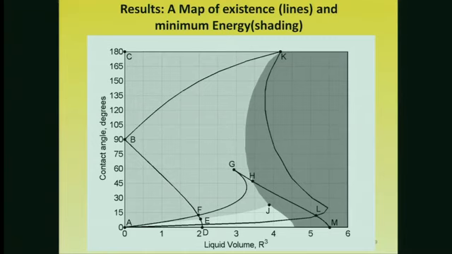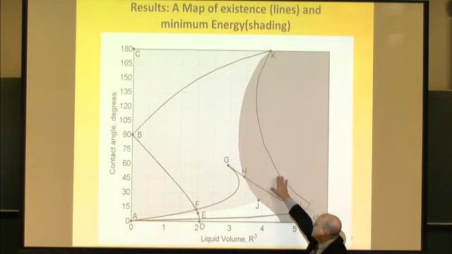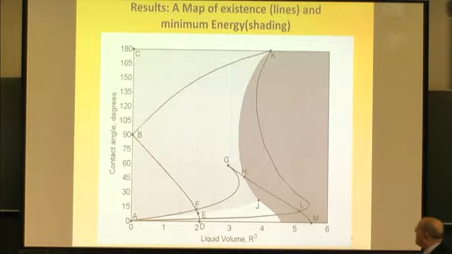Overall results we put into a map like this. The parameter space is contact angle and volume here. And I say it's a map of existence, which are the lines, and of minimum energy, which are the shading. So let me explain. This, starting down here at the origin and coming up here to this peak and curving back up to K, that's the maximum droplet volume curve I showed you vertically on the previous slides. So that's everywhere to the left of this line you can have a droplet. To the right, it's not possible to have a droplet.